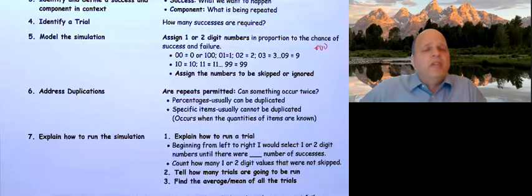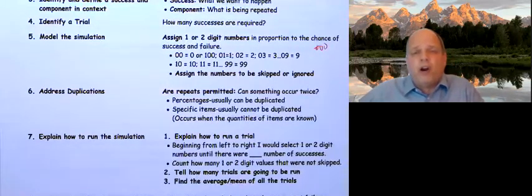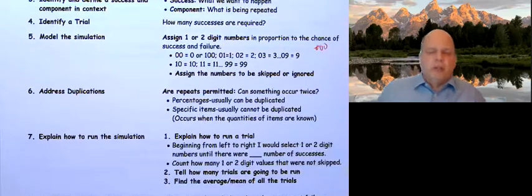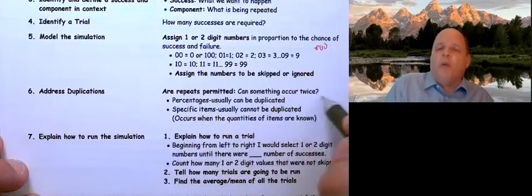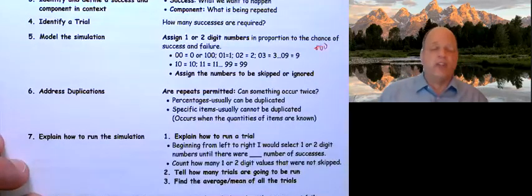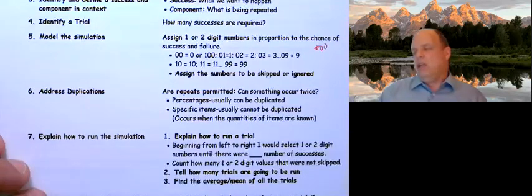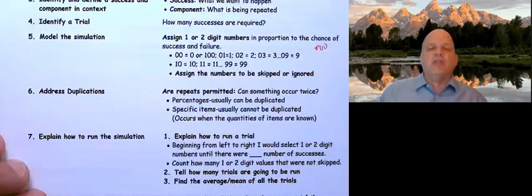And then another thing is duplication. Are duplicates or repeats permitted? Sometimes they are. Percentages usually can be duplicated, and I'm going to say almost always. So if it's a percent, they're saying, oh, we have an infinite population, don't worry about it. Specific items can't be. So basically, if I have 10 people, I can't choose the same person twice for the same team. Okay.